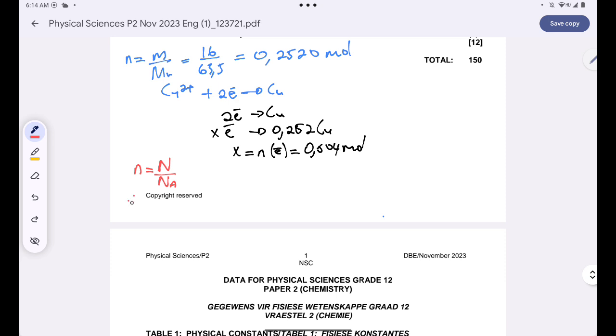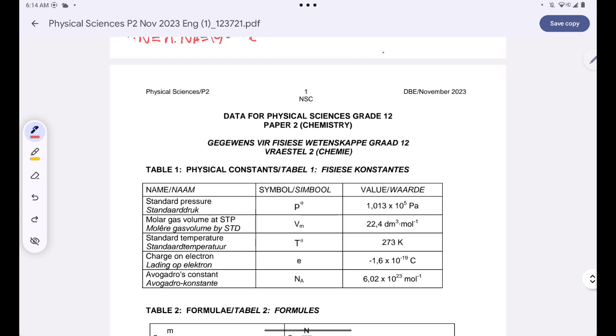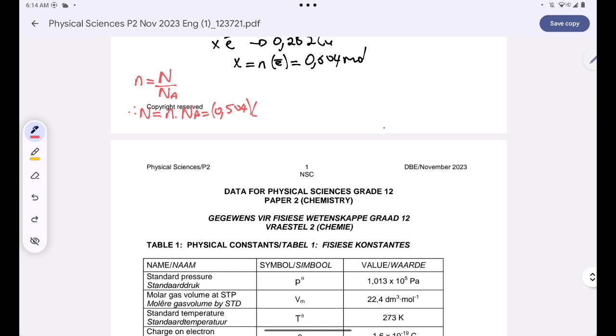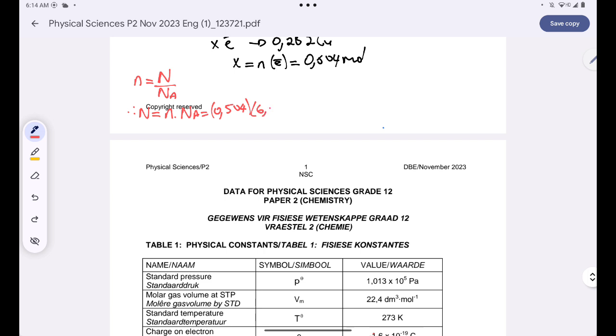So for me to find the number of electrons, I simply need to say the number of moles multiplied by the Avogadro's constant. The number of moles is 0.504. The Avogadro's constant is given there as a constant. It's 6.02 times 10 to the power 23.